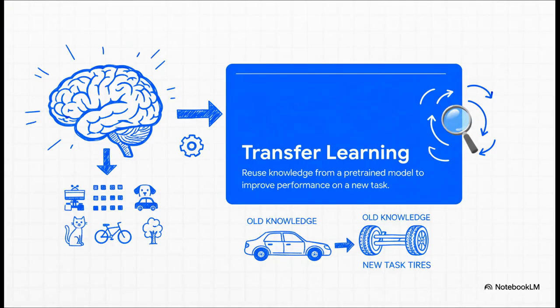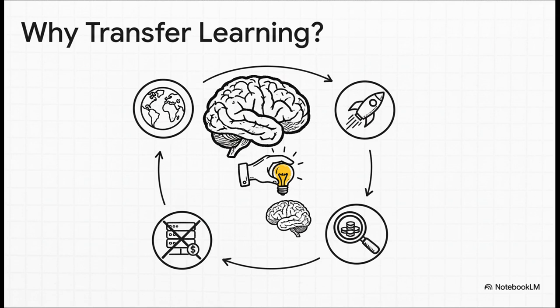Here's the core idea. You reuse the knowledge from a model that has already been trained by a big lab on a massive dataset. Think something like ImageNet with its millions of images. We take that pre-trained brain and we adapt it to our new, very specific problem. Basically, we're not reinventing the wheel, we're just putting some new tires on it.